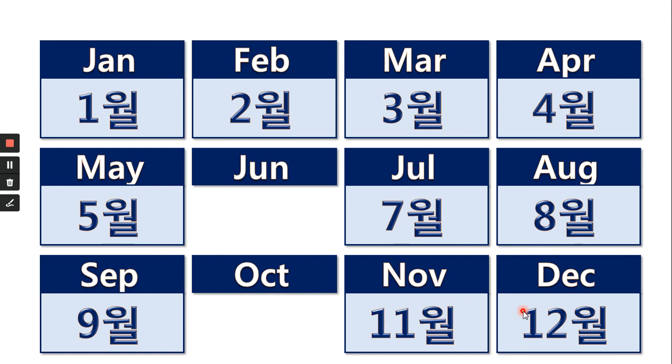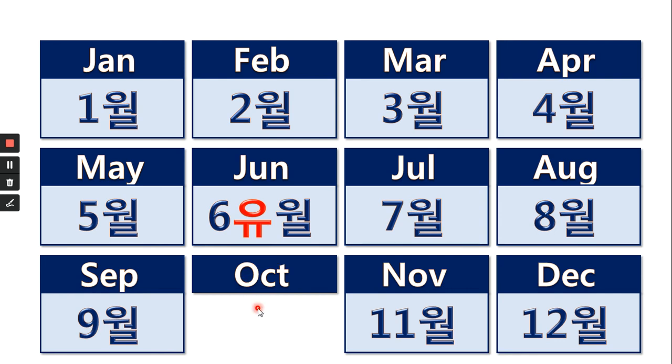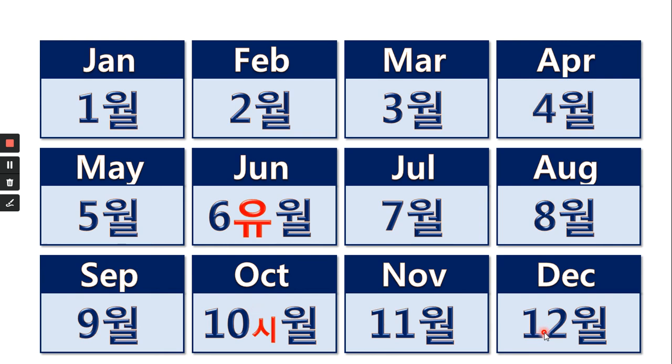Okay, so let's review. We're almost done. January, 1월, 2월, 1, 2, 3, 4, 5. But June is an exception, right? So we pronounce 6월, 7월, 8월, 9월. October is also an exception, 10월, 11월, 12월. Okay?